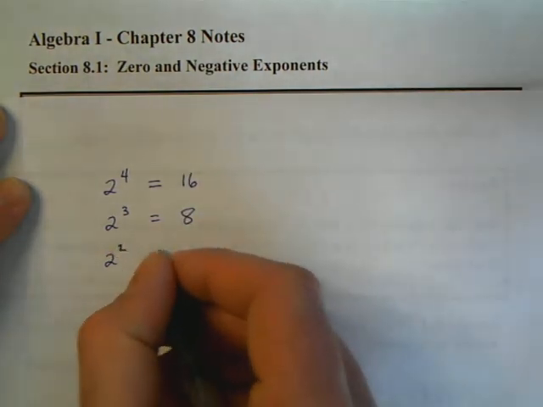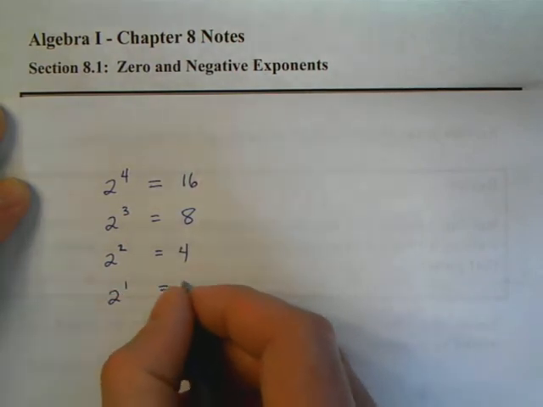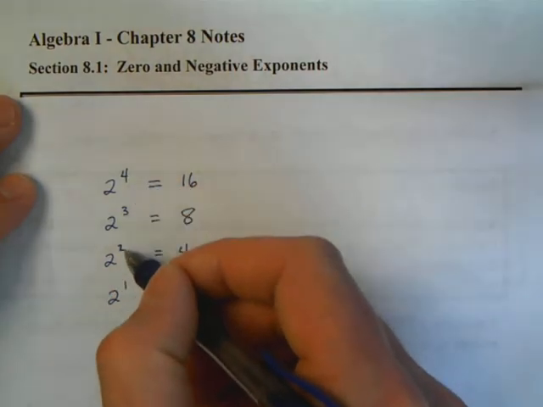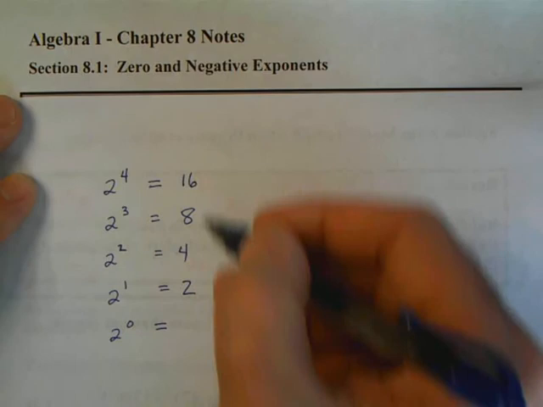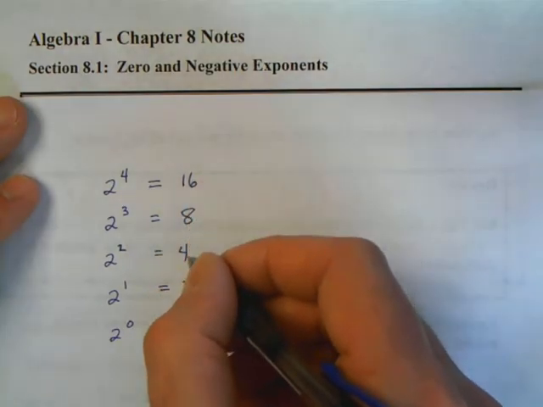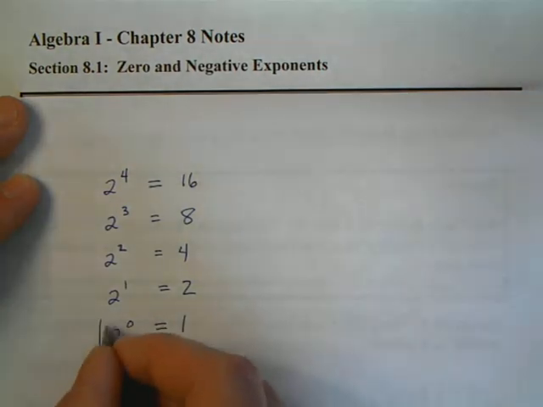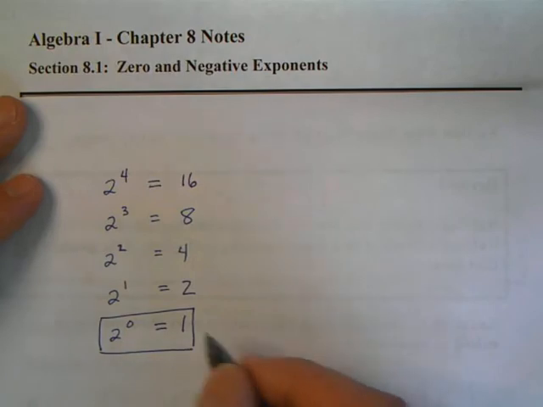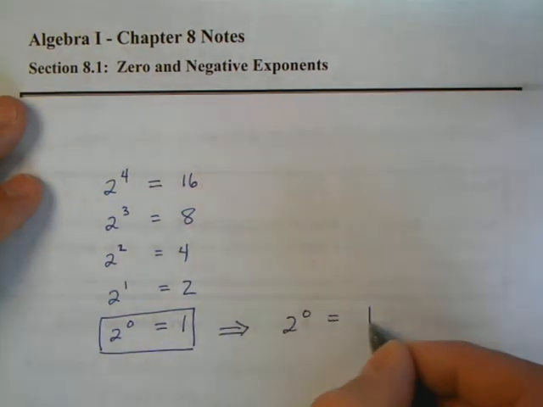Well, 2 to the 3rd is 8. Let's keep our pattern going. 2 squared. Well, 2 squared is 4. And our pattern continues. 2 to the 1st is 2. Well, our exponents are going down by 1 each. 4, 3, 2, and 1. So the next exponent naturally is 0. Well, on the right side our pattern goes 16 divided by 2 is 8, divided by 2 is 4, divided by 2 is 2, divided by 2 is 1. And there's a little bit of theory behind why anything to the 0 equals 1.